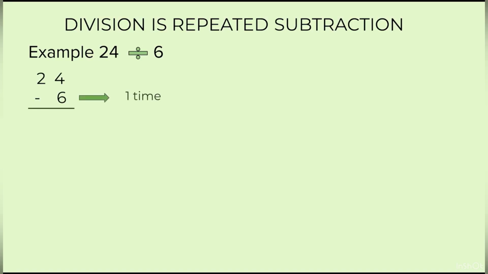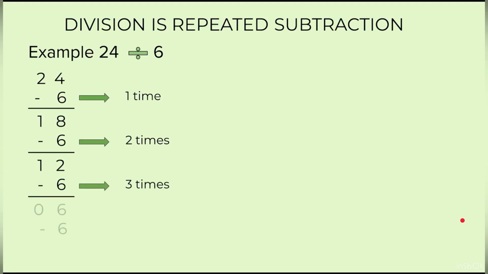When we subtract 6 for the first time, we get 18. Then we again subtract 6, we get 12. We again subtract 6, we get 6. And again when we subtract 6, we get 0. So we get 0 after subtracting 6 four times. So the answer to 24 divided by 6 would be 4.